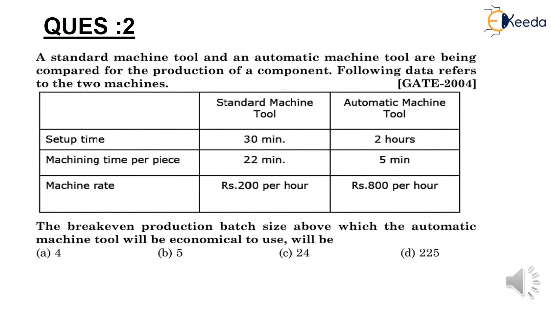question 2. Please read question 2 very carefully. A standard machine tool and an automatic machine tool are being compared for the production of a component. The following data refer to the two machines. The first machine is a standard machine tool and the second machine is an automatic machine tool, and on both machine tools the component is produced. The setup time for the standard machine tool is 30 minutes and the setup time for the automatic machine tool is 2 hours.